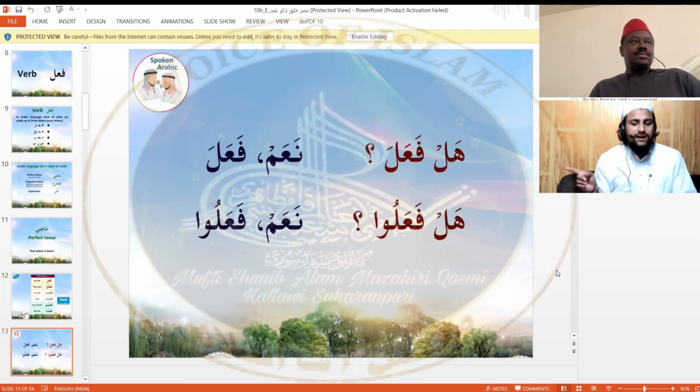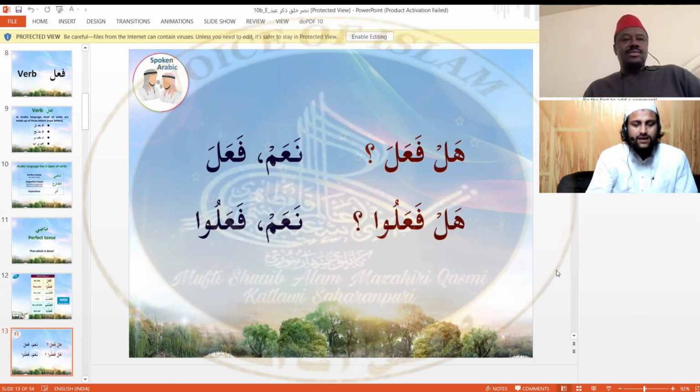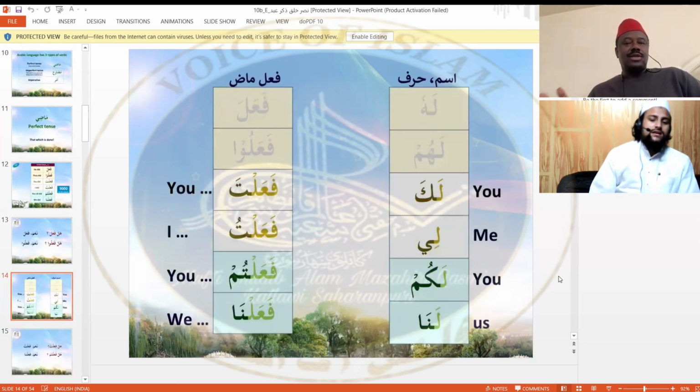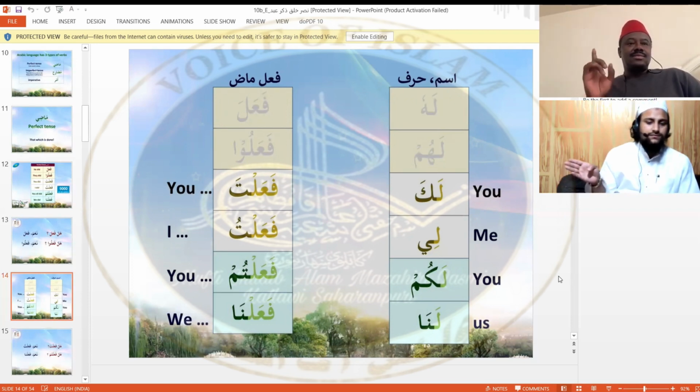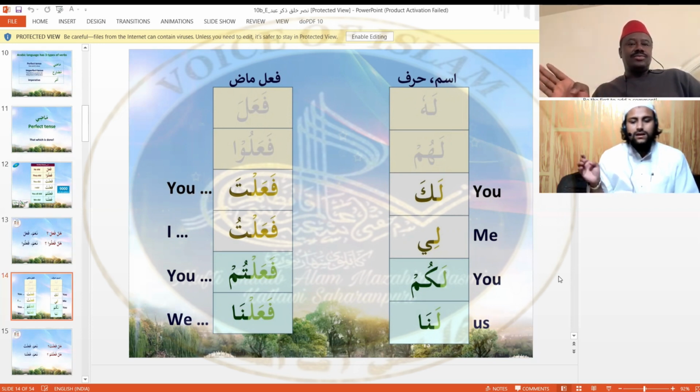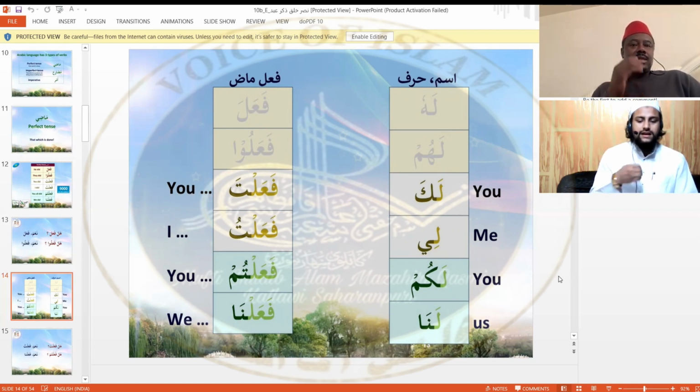Hal fa'ala? Naam, fa'ala. Hal fa'alu? Naam, fa'alu. They did. Like lahu, lahum; laka, li; lakum, lana. So fa'ala, fa'alu, fa'alta.